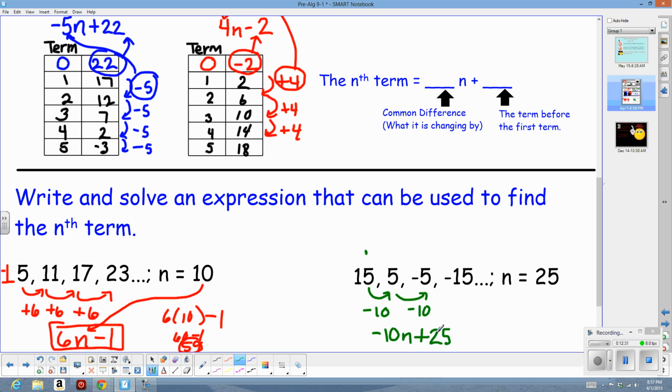And I can verify that by going back to the term before this. The one before this would be +25, because instead of subtracting 10, you would add 10 to go backwards. So our expression is -10 goes in front of n, and the 25 goes here at the end. So this right here is the expression to find any term number you want.